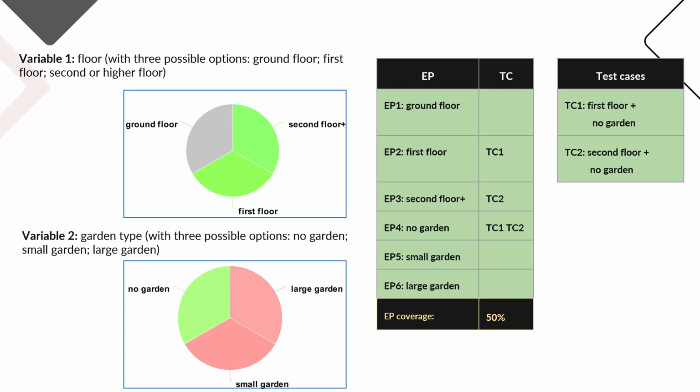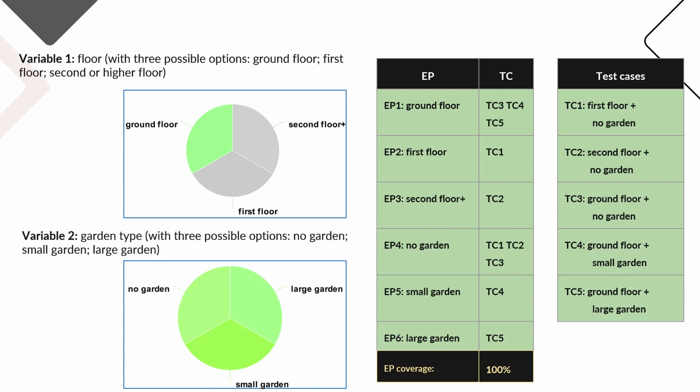We need to cover the ground floor equivalence partition and the types of gardens available for it. And for the ground floor, all 3 types of gardens are available. And this is where some students can make a mistake again. They can write 3 test cases for the ground floor and no garden, ground floor and small garden, ground floor and large garden. In total, we have 5 test cases.